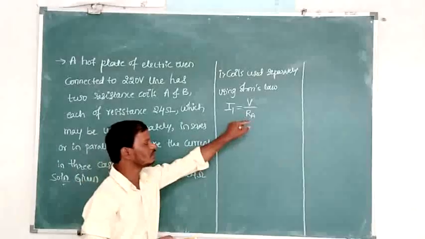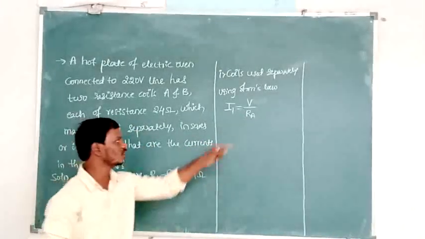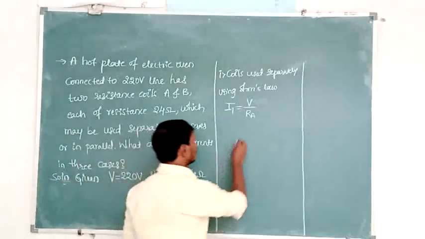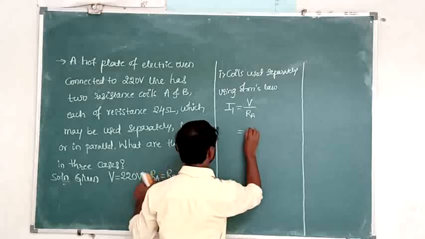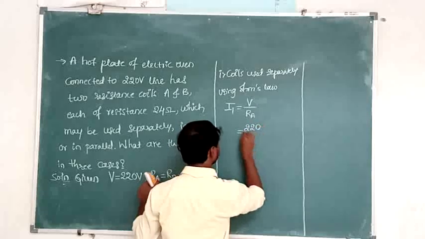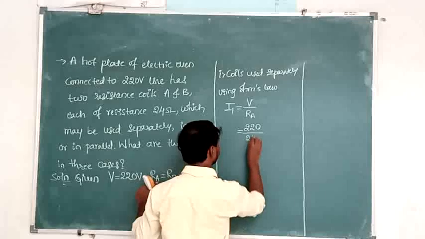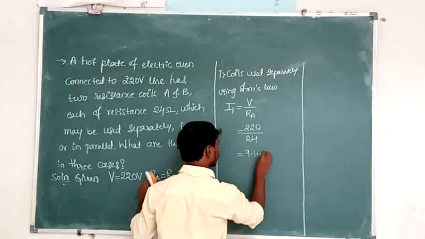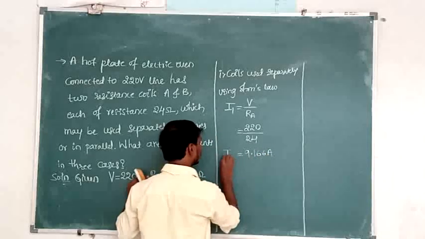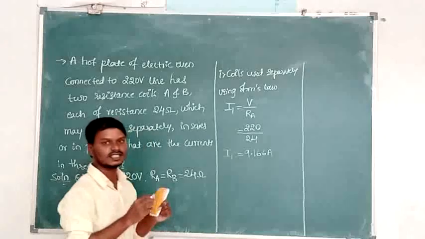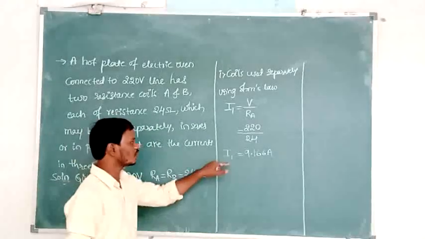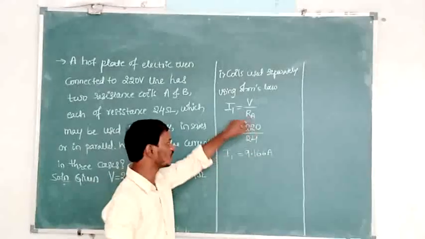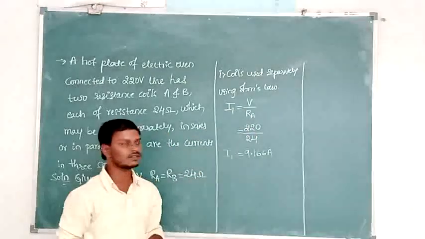The current through each resistance will be the same, because the potential difference is the same and the resistance is the same. V given is 220, and the resistance of each coil is 24. Solving this, you will get 9.166 ampere. That is the current through each coil when they are used separately. The current through the other coil is also 9.166 ampere.